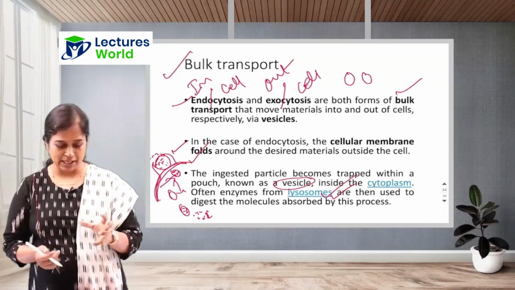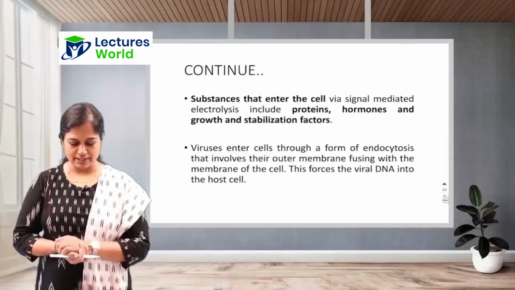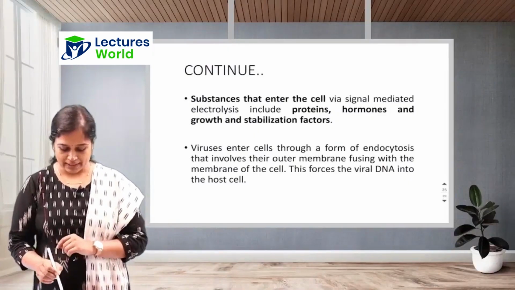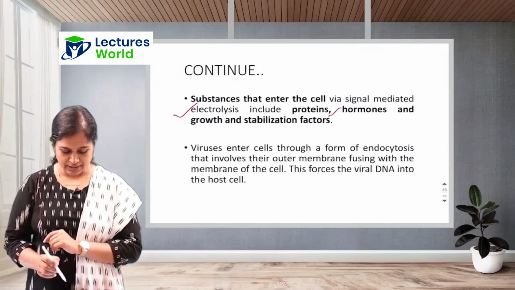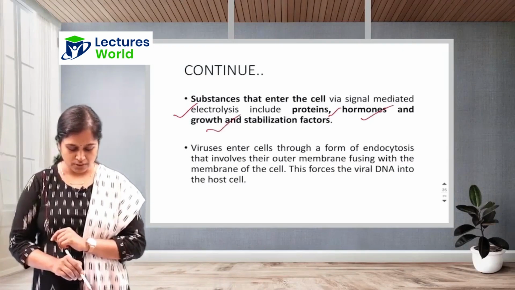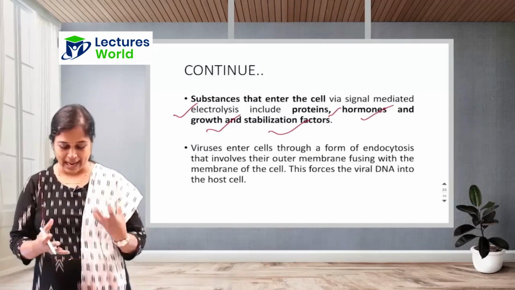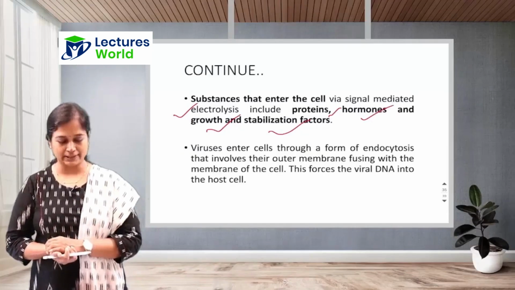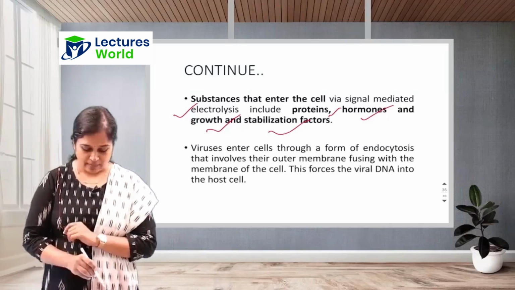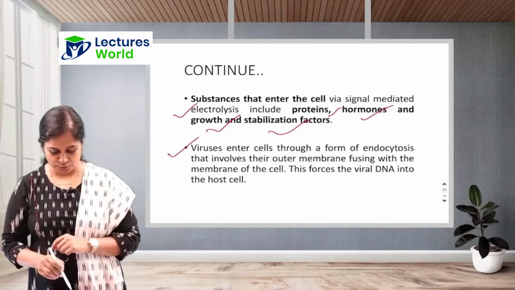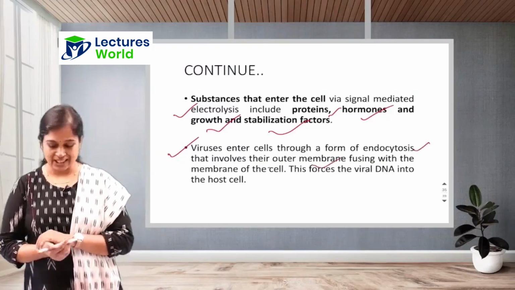So this is the bulk transport, endocytosis and exocytosis. So the substances that enter the cell via signal mediated endocytosis include the proteins, hormones and the growth and stabilization factors. So these substances can enter by signal mediated endocytosis and come inside the cell by the endocytosis process.